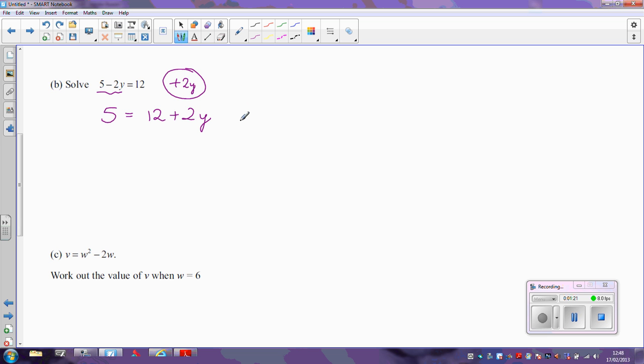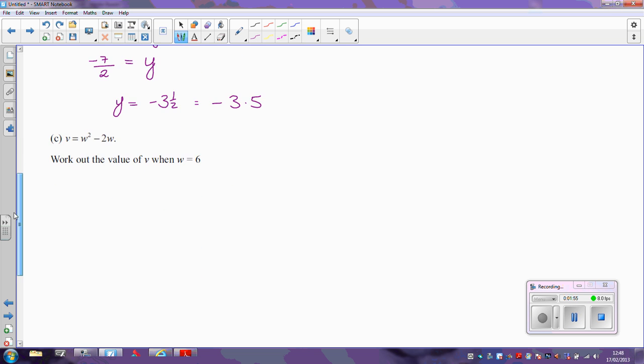Now I can see I'm going to leave the 2y on the right-hand side, and I'm going to subtract 12 from both sides. So on the left-hand side, if I do 5 take away 12, that gives me minus 7. And on the right-hand side there, I've now got my 2y. I'm now going to divide both sides by 2. So dividing the right-hand side by 2, I get y. Dividing the left-hand side by 2, I just get minus 7 over 2, which is the same as minus 3.5. Either of those would do.